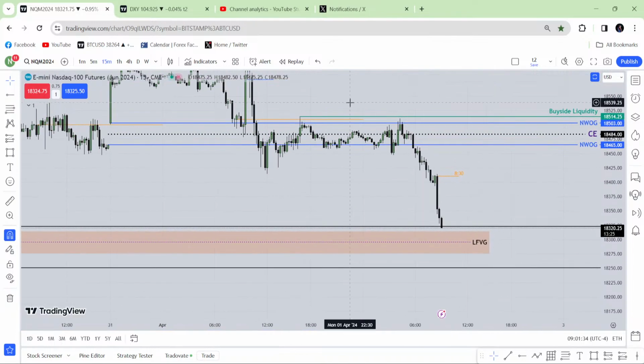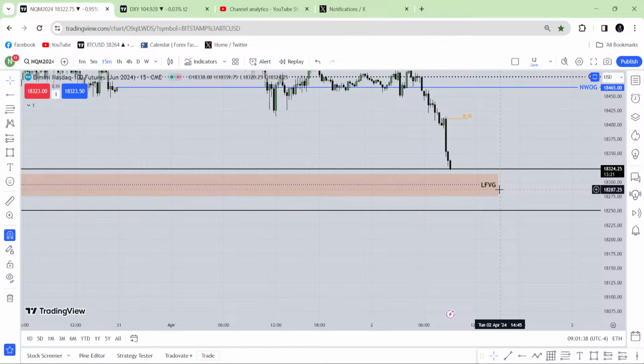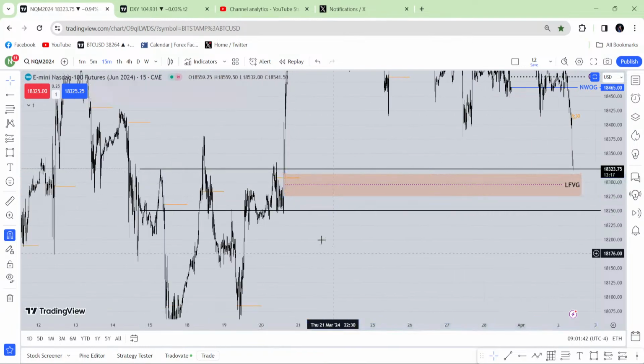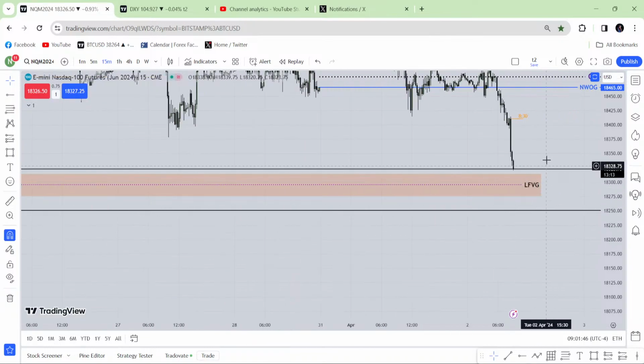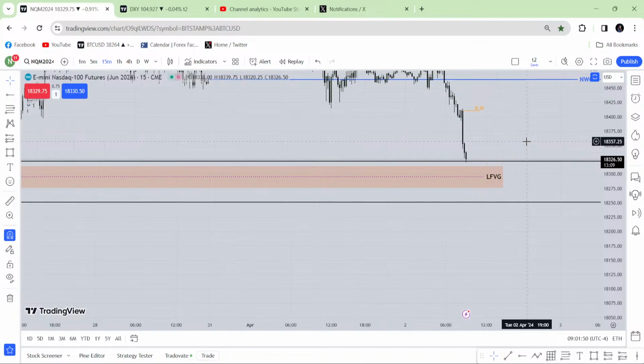Overall I have the buy side liquidity here, all of the buy side liquidity. When market comes to that last fair value gap from the 15-minute chart, I will try to take some kind of buy. If it works, then cool. If it doesn't work, I'll be happy.